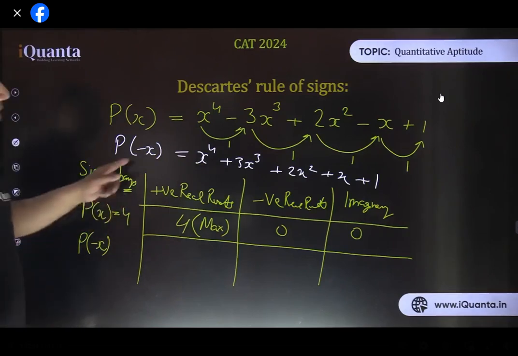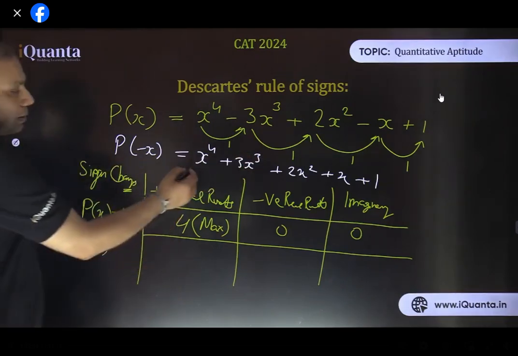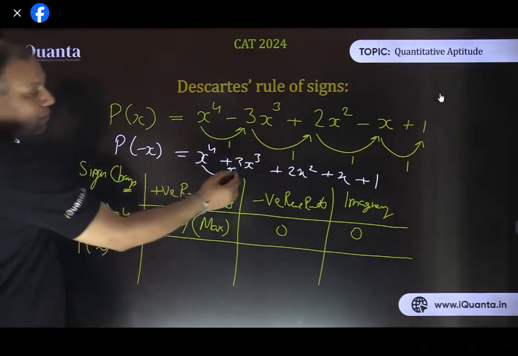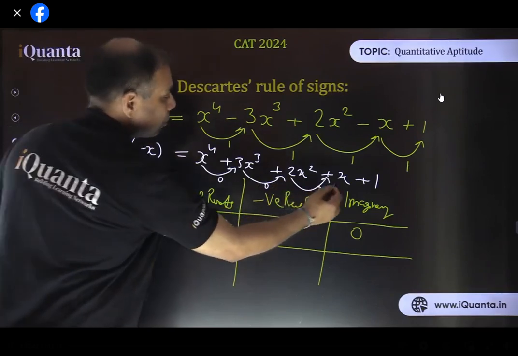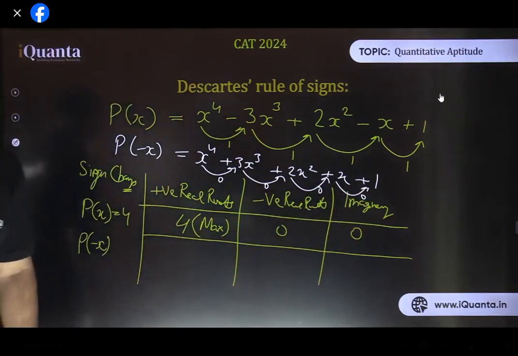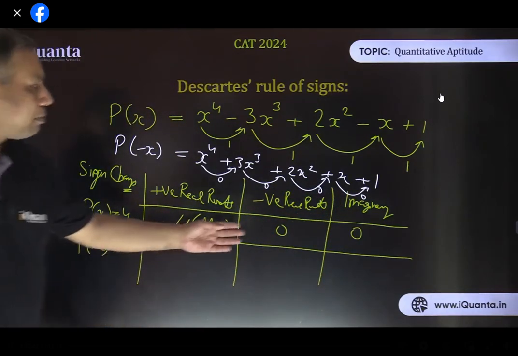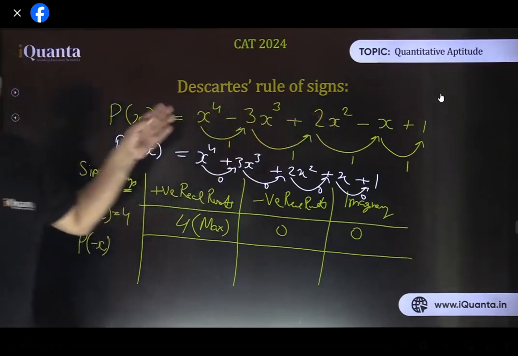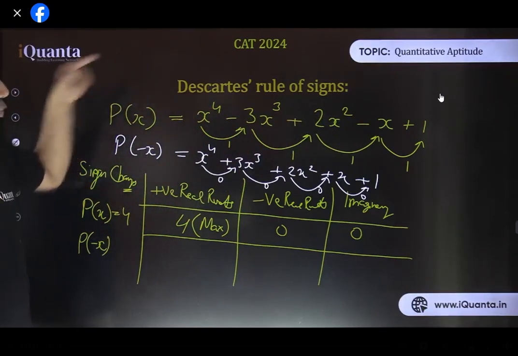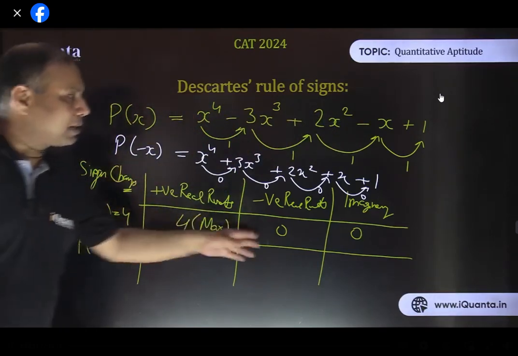So what is the number of sign changes in p of minus x? There is no sign change, 0. Positive. Here again, no sign change, 0. No sign change, 0. No sign change, 0. Is it okay? Aditya was asking why this 0. Total number of roots are going to be 4, degree 4, right? So degree 4 means roots 4. If positive real roots are 4, then others would have to be 0.